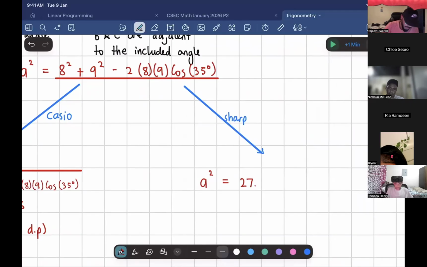27.042. With it, 27 point 0.042. 10562. 105.62.